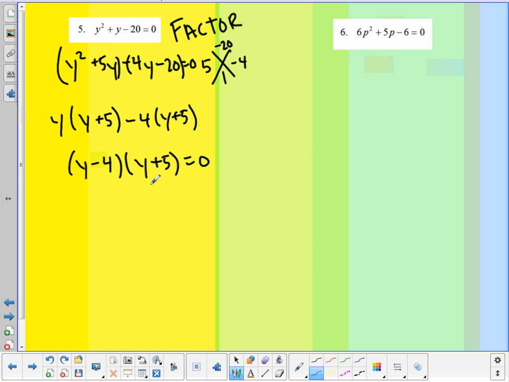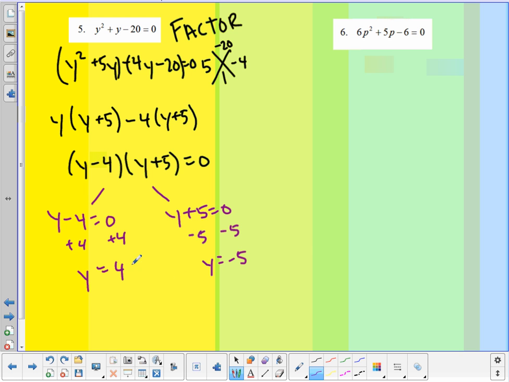So then I would set these each equal to 0 and solve. I'd have y minus 4 equals 0 and y plus 5 equals 0. Add your 4 to both sides: y equals 4, and subtract your 5 from both sides: y equals negative 5. So my two solutions here are y equals 4, comma, negative 5.